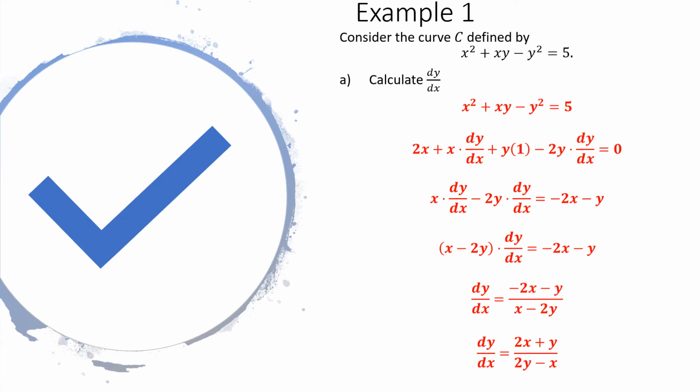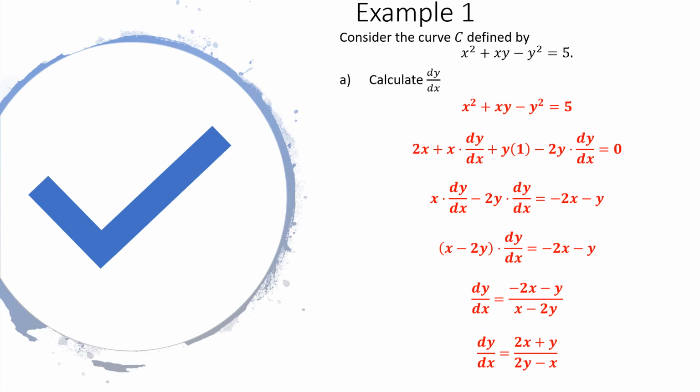So I'm going to start with my original function, and then I'm going to take the derivative of each piece. So the derivative of x squared is 2x. And then that middle piece, xy, remember we have to do product rule. So I have first times the derivative of second, which is x dy dx, plus second times the derivative of the first, which would be y times 1. And then it should be minus 2y dy dx.